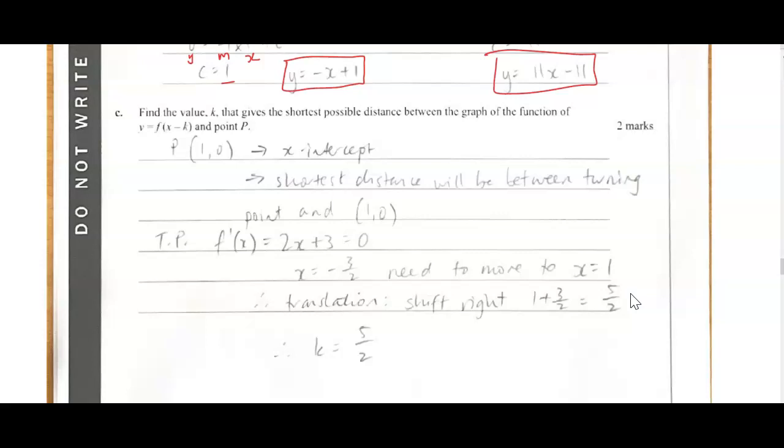All right, question C. Find the value k that gives the shortest possible distance between the graph of the function y equals f(x minus k) and point P. Now, P is this point here. It is an x-intercept. So I'm going to draw this on the graph in a sec. Now, what is happening here? All right, k is shifting your graph to the right.